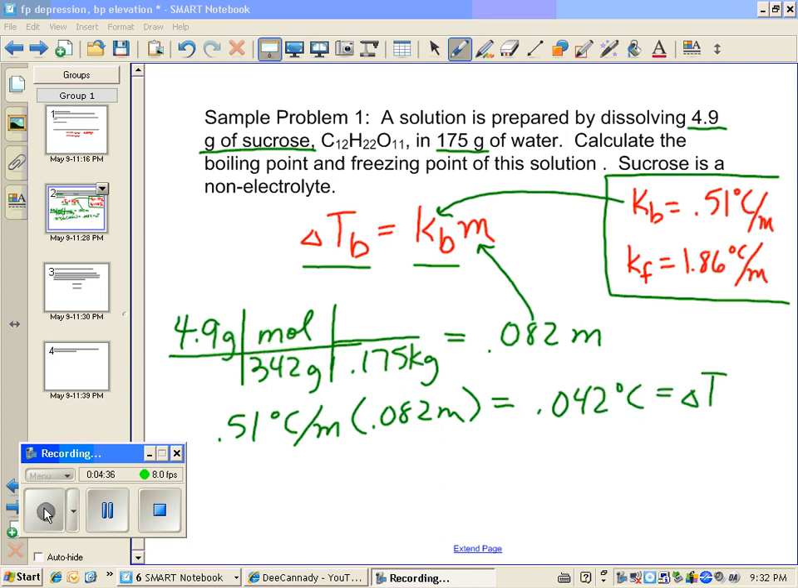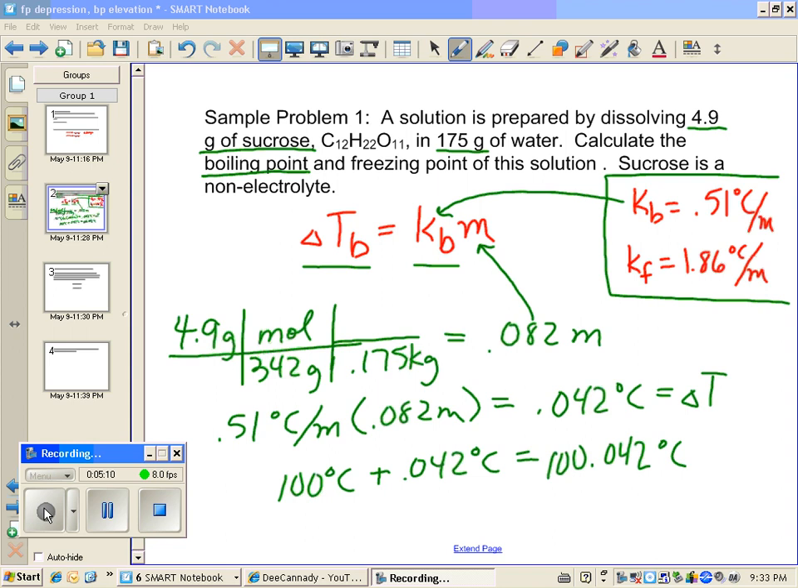Now that equals my change in temperature. It doesn't equal the boiling point. The boiling point of water normally is 100 degrees Celsius. And since we're adding a solute, it's boiling point elevation, that means it's going to go up by 0.042 degrees Celsius. And that's going to give me 100.042 degrees Celsius. Now, I'm not really going by significant digits here because I want you to see that it brought it up, but not a whole lot.